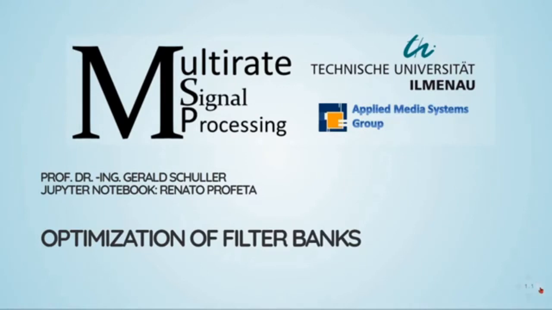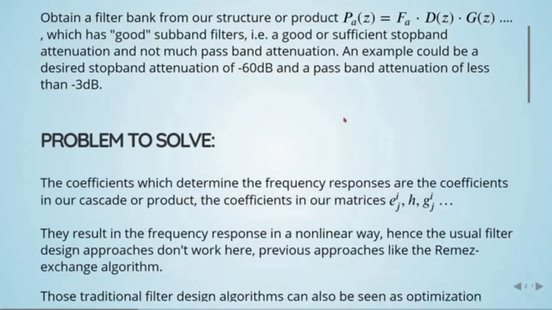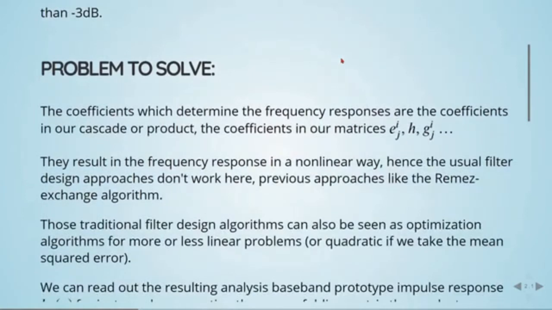So let's get started. Our goal is to obtain a filter bank from our structure, our product: the folding matrix times the delay matrix and so on, which has good subband filters. For example, good or sufficient stop band attenuation and not much passband attenuation. An example could be a desired stop band attenuation of -6 dB and a passband attenuation of less than -3 dB.